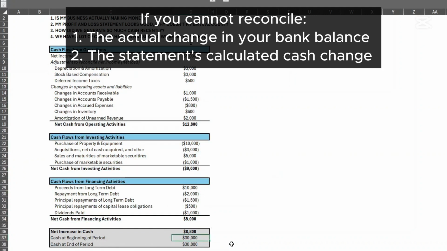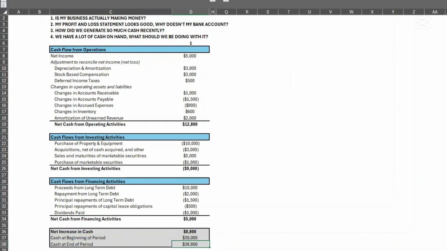So for example, when you do this every month, or whoever is preparing it, you would tie out this $30,000 to your beginning bank balance statement, same thing for the ending. But then let's say that when you prepared the statement here, the change that the statement is calculating by adding these three together is actually different than the change that you're observing here. That means that we're missing something.